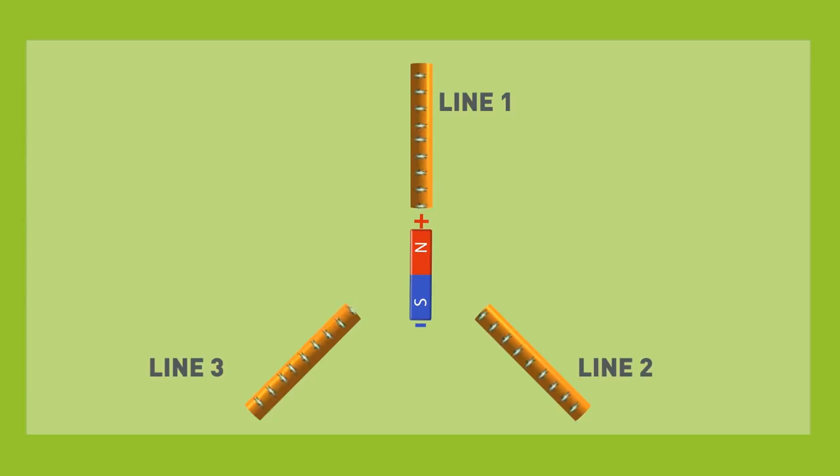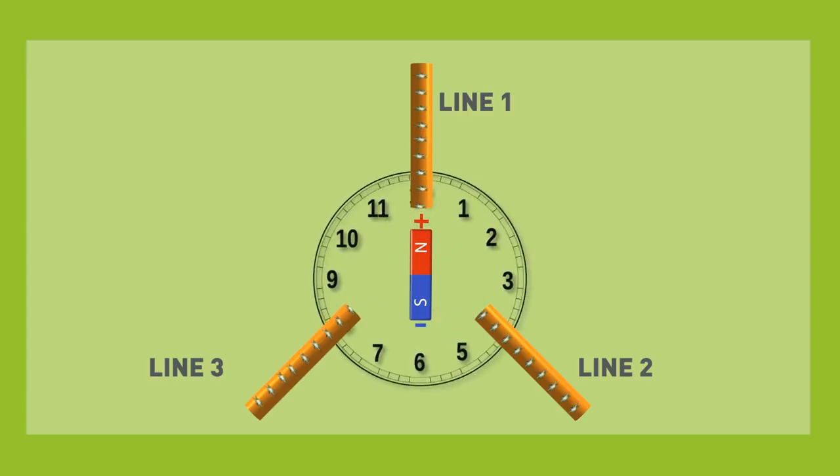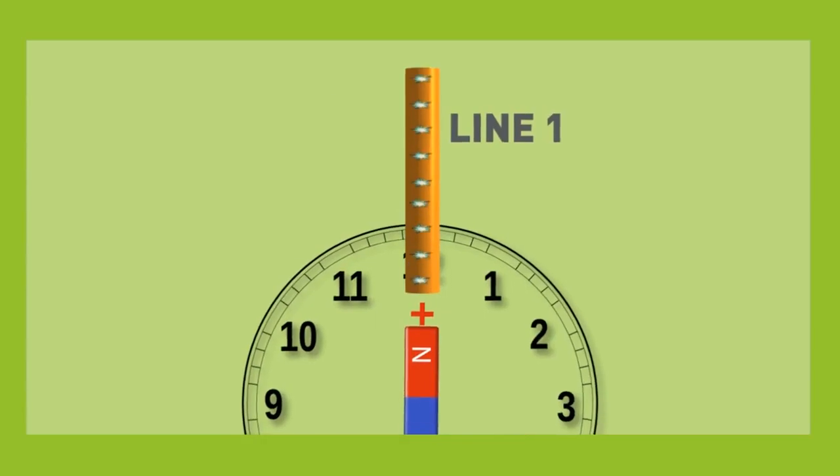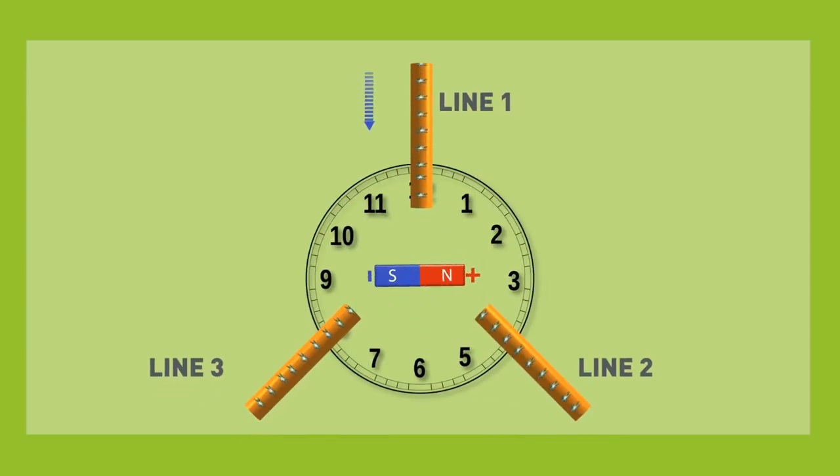In this three-phase example, the north positive end of the magnet is pointing straight up at line 1. To help explain the concept easier, let's use a clock face and say that line 1 is at the 12 o'clock position. The electrons in line 1 are going to be flowing towards the north pole of the magnet. What happens when the magnet now swings 90 degrees?